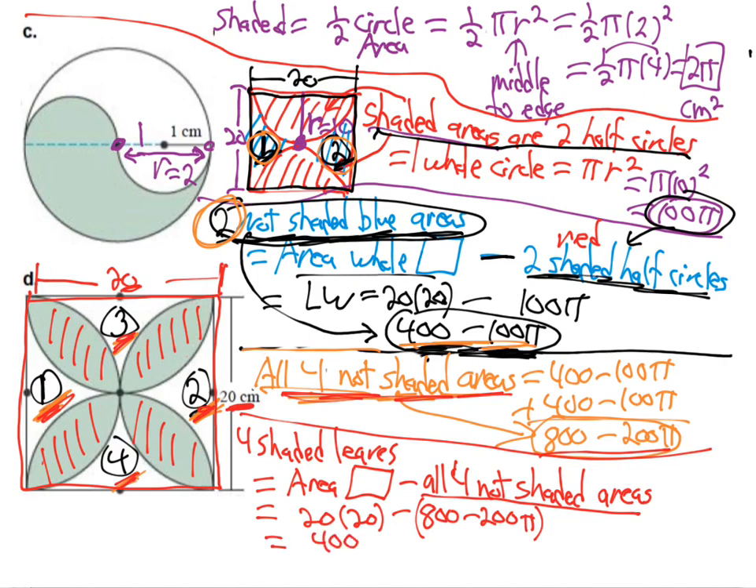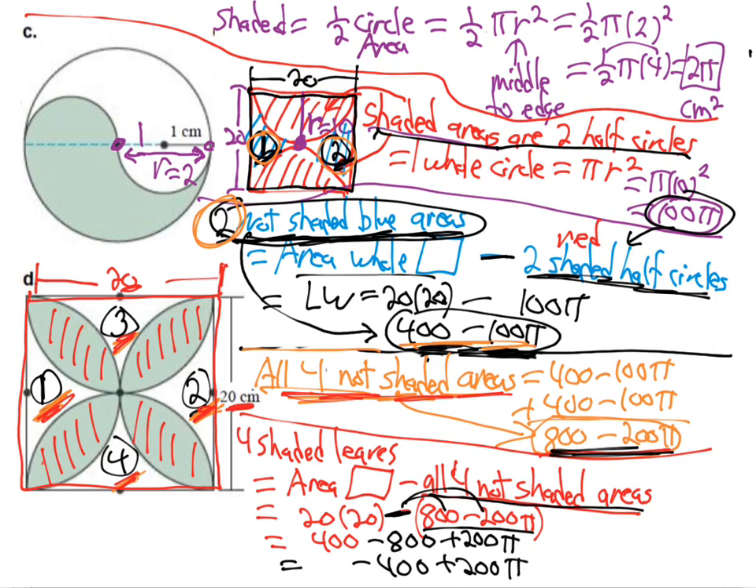And so, can we simplify that a little bit? That'll be 400. Now, what do you do with a minus in front of parentheses? Distribute. Minus 800 plus 200 pi. It changes both the signs, right? When a minus is in front of parentheses, it distributes and changes all the signs. Because we had to subtract this whole 800 minus 200 pi right here, all four not shaded areas. All right, 400 minus 800 is minus 400 plus 200 pi. There it is, square centimeters.